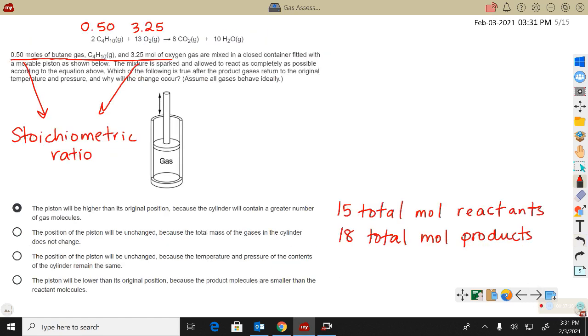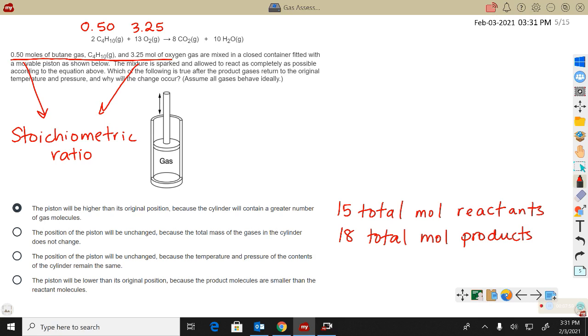Moving on. This question referred to mole ratios in a balanced equation where everything was gas. The reactants were gas, the products were gas. They gave me half a mole of butane and 3.25 moles of oxygen in a closed container fitted with a movable piston, which just means that the piston can move up and down depending on how much gas, the temperature of the gas, and the pressure of the gas. The mixture is sparked and allowed to react as completely as possible according to the reaction. Which of the following is true after the product gases return to the original temperature and pressure?